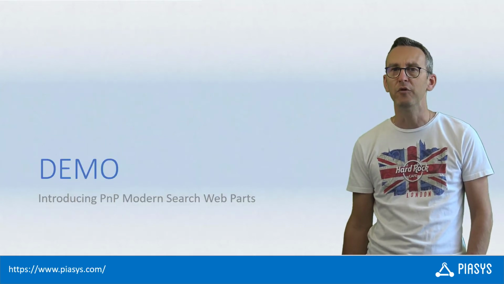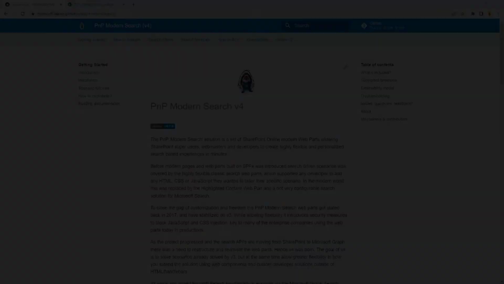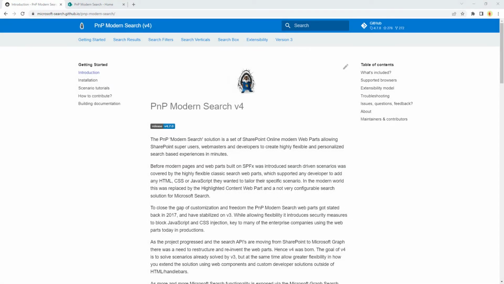So, let me move to the demo environment and let me show you those web parts in action. This is the main documentation page of the PnP Modern Search web parts family. Right now we are at version 4, as you can see, and here you can find plenty of information about how to configure these web parts, about how to use them, and about how to extend their settings.